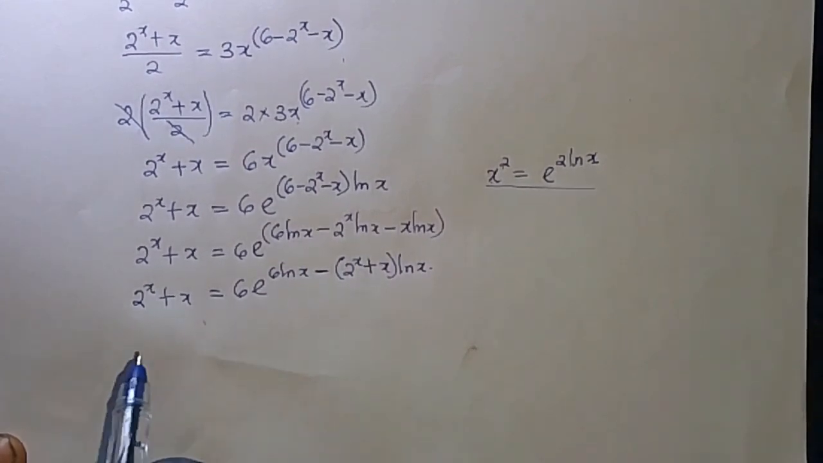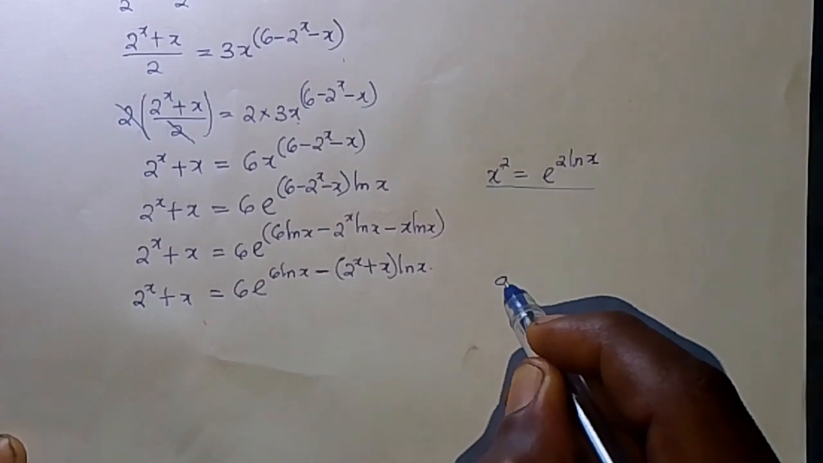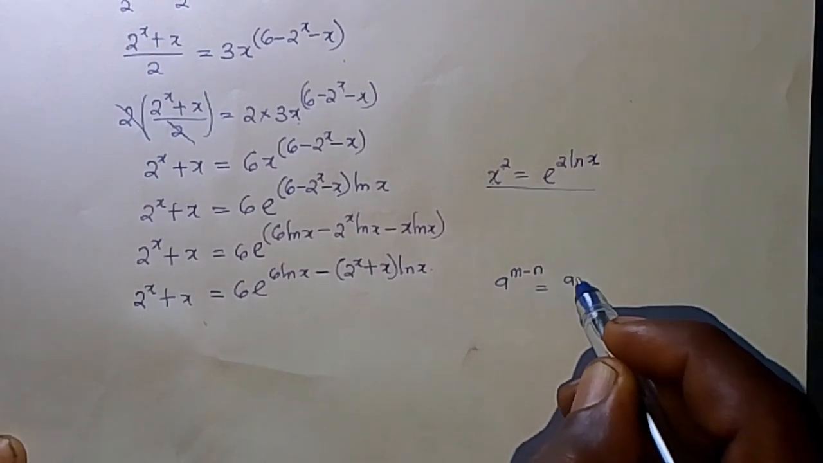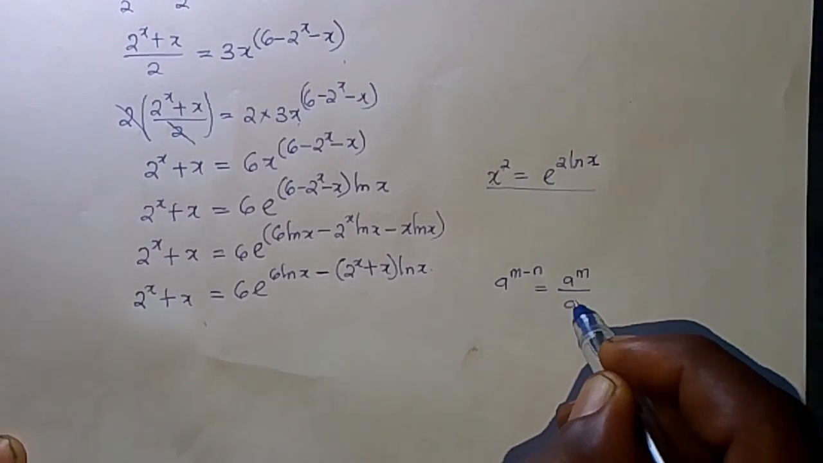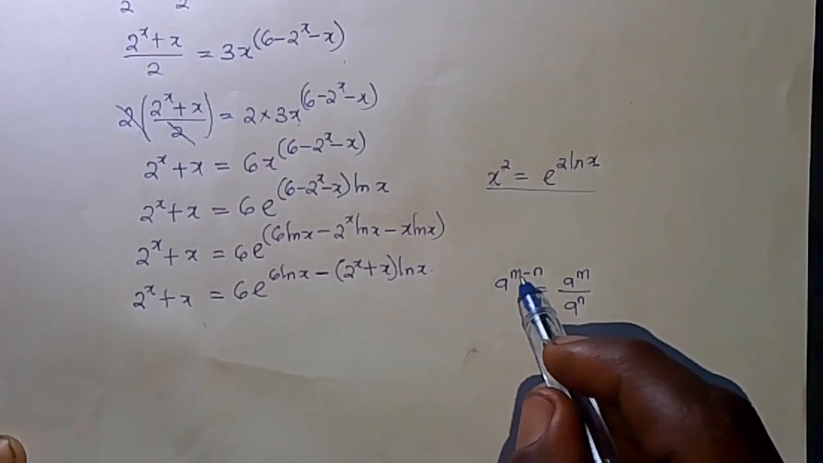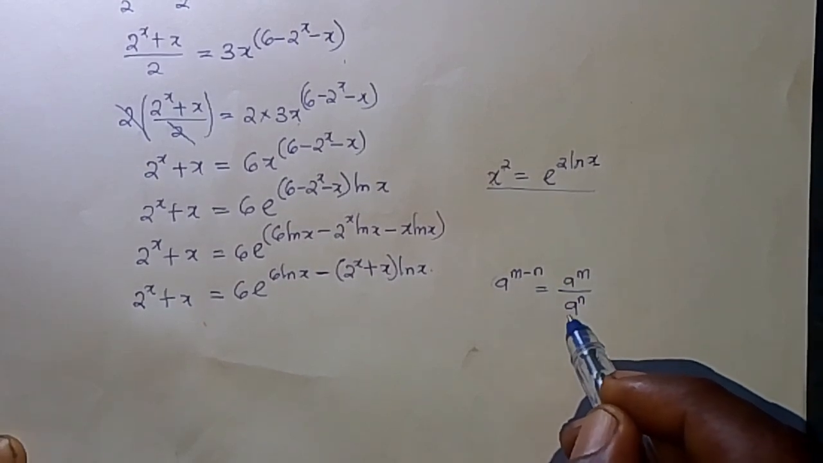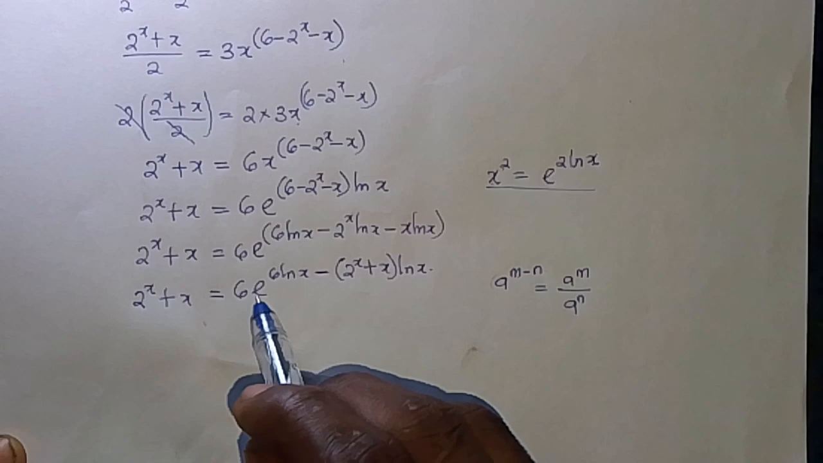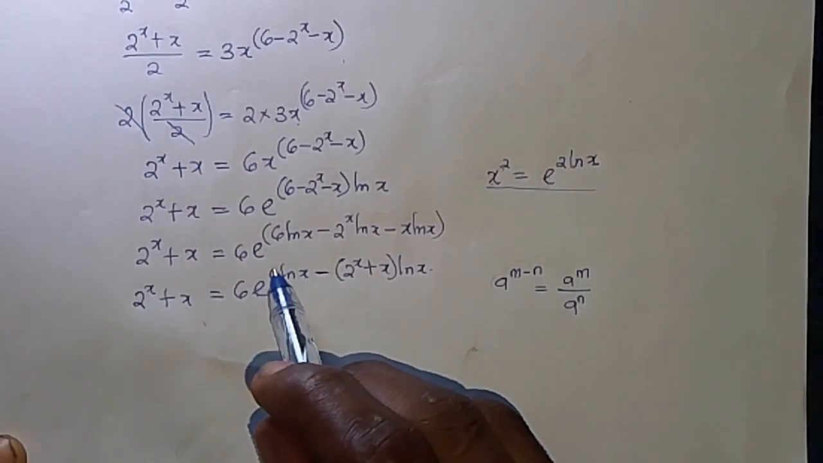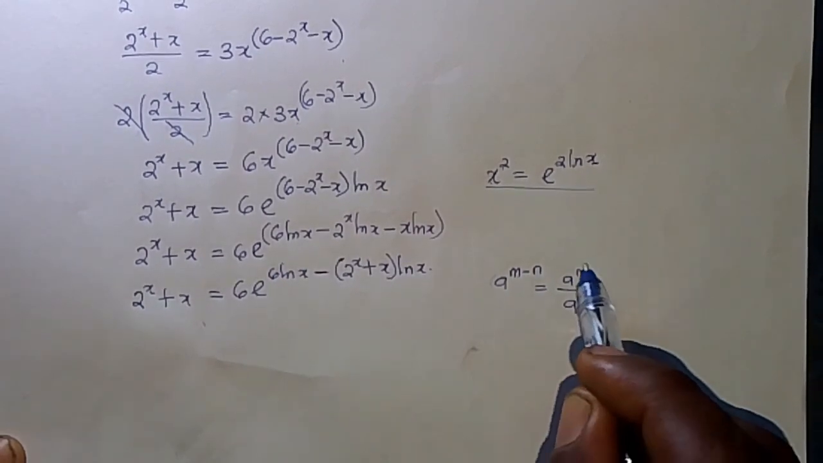So this is what we are having at this point, because this can be simplified to be the whole of this. So we can now recall the law of exponents. Recall that we said if we have a to the power of m minus n, that this equals a to the power of m divided by a to the power of n. That is the same base to the power of m minus n. Then it can be written or expressed in this form. So since this is 6 multiplied by e to the power of 6 ln x, recall e to the power of this minus this, we can say this is the m and this is the n. So let's express it in this form.